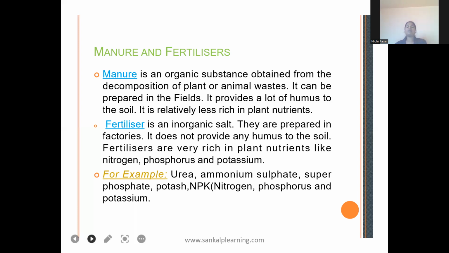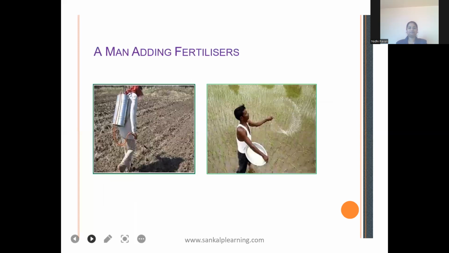It consists of a small amount of organic matter. It does not provide any humus or any organic matter to the soil. It only provides the nutrients which are necessary for the plants, like nitrogen, phosphorus, and potassium. These are the nutrients which are required in a large amount by the plant. This is added to the soil by adding fertilizer. The examples of fertilizers are urea, ammonium sulfate, superphosphate, potash, and NPK, that is nitrogen, phosphorus, and potassium.